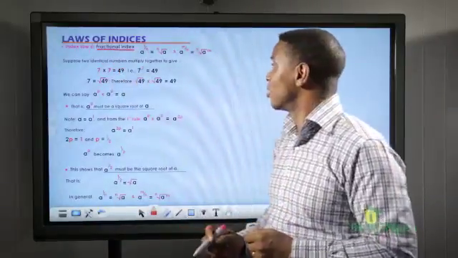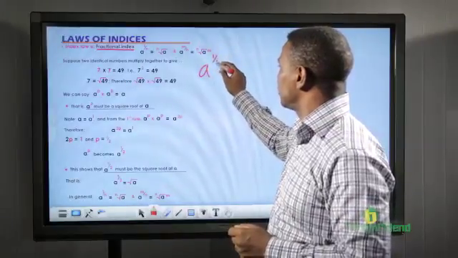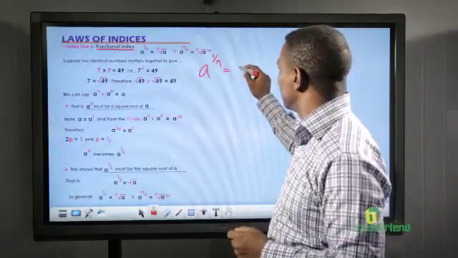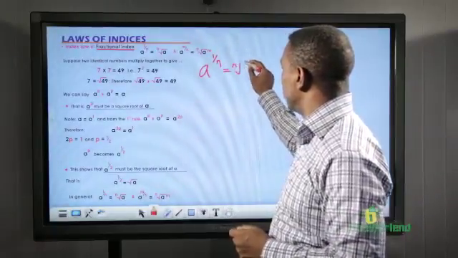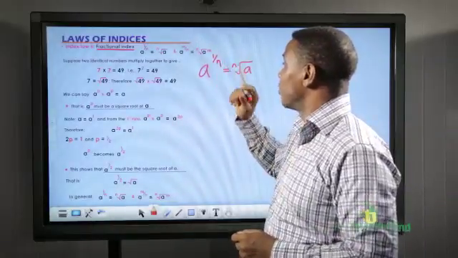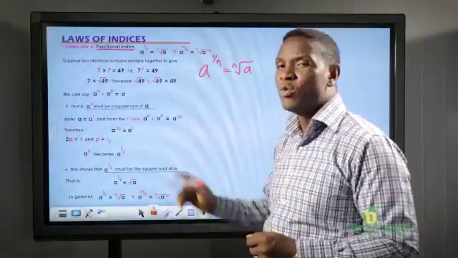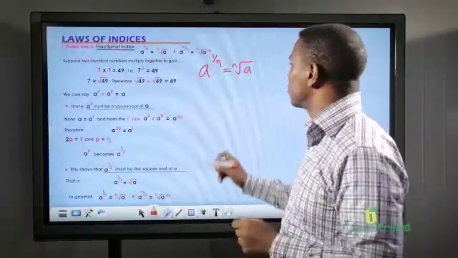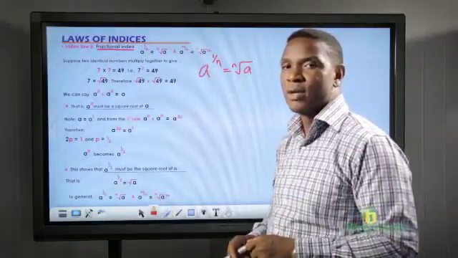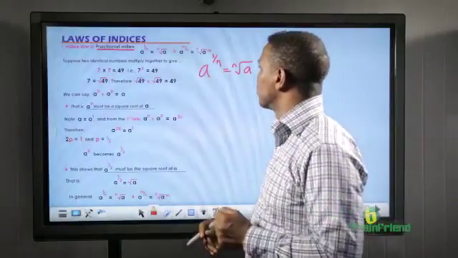The fractional index law states that any quantity a raised to a fractional power 1 over n gives us the nth root of our quantity a. So if we have a fractional power of 1 over 2, the root of our a here would be a square root. If we have a fractional power of 1 over 3, we would have a cube root of a. Let's see if this law is basically true.